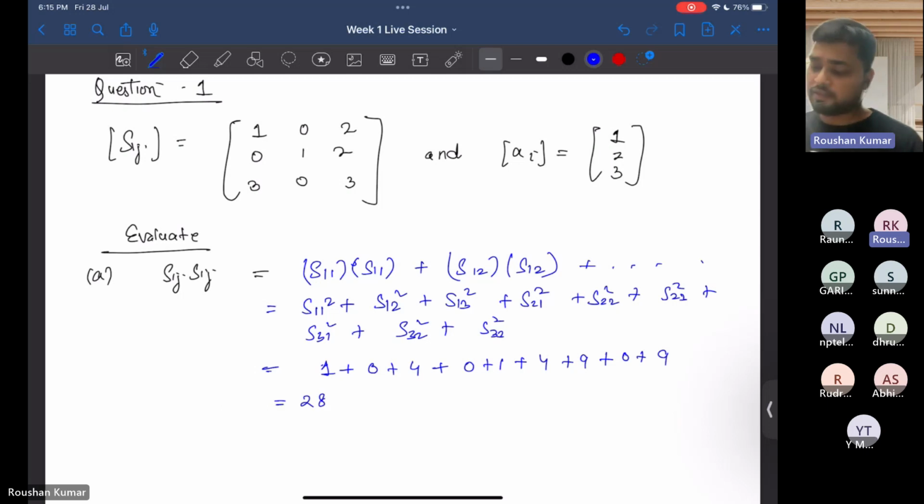So this is a very simple question in which I want to show you how repeating indices operate. Sij Sij means summation over i and j. So i goes from 1 to 3 and j goes from 1 to 3 each time.